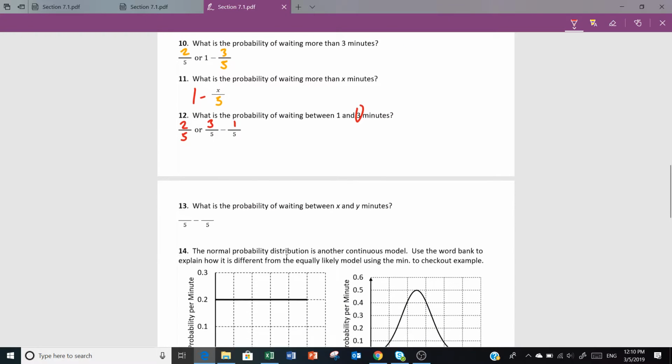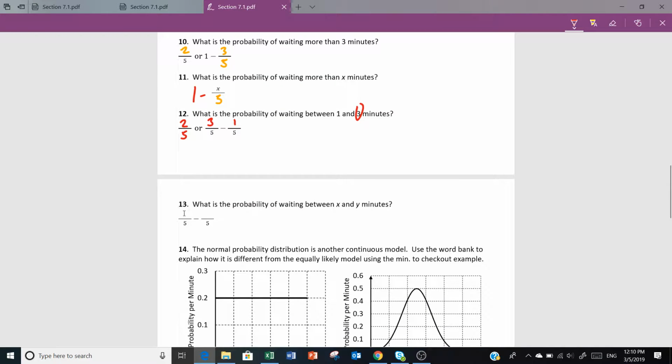So what if we're looking at the probability between x and y? Then it's blank over 5 minus blank over 5. Well, here we're looking at 1 and 3, so it was 3 over 5 minus 1 over 5. If it's x and y, then it's blank over 5 minus blank over 5. Well, because we weren't given actual numbers. Oh, why is it y minus x and not x minus y? Because you need a bigger number minus a smaller number. So we just assume that y, the second number, is the bigger number.